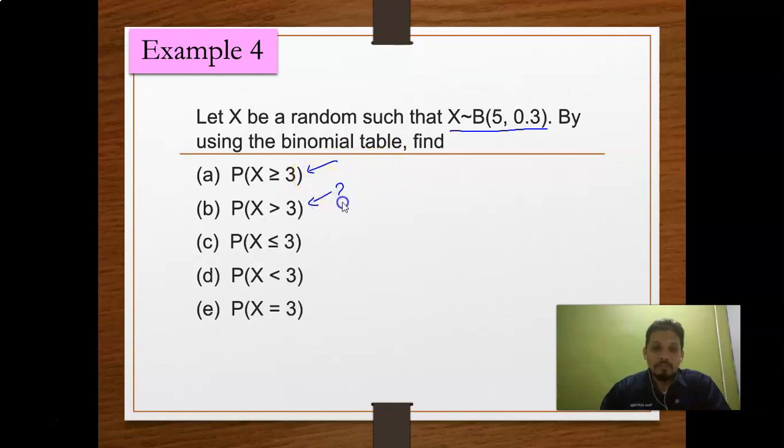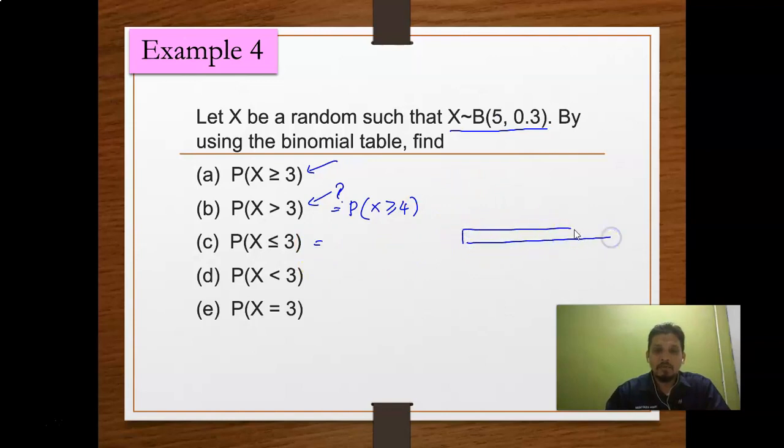But what about this? The result from this book, the statistical table here, is based on the probability of x greater than or equal. So for this one, because the binomial is a discrete case, for x greater than 3, we come up with x greater than or equal to 4, one after that.